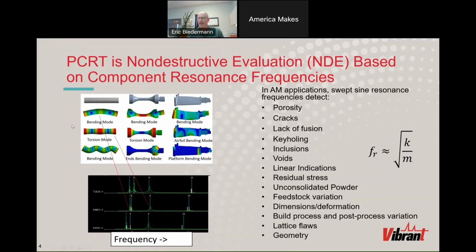So by exciting these resonance modes, we can detect the presence of defects and understand material state variations in these parts, because the resonance spectrum of a component is dependent on its material state, and it will be affected by the presence of defects, variations in geometry, anything that can affect the structural performance of the parts. Those are things that will affect the resonance frequencies. And this long list of conditions on the right are some of the things that we can detect in AM applications, but by no means is this all inclusive. So there's a lot we can do with resonance in AM.